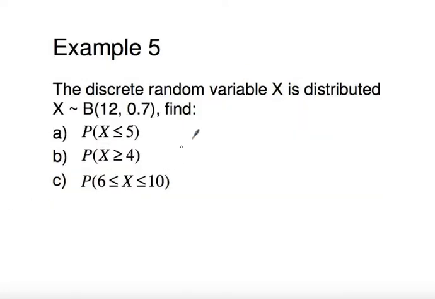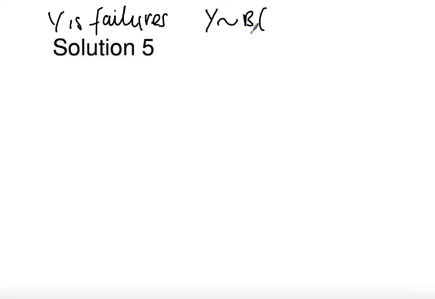Okay, so let's have a look at this. We've got the discrete random variable x distributed such that we've got a number of trials 12 and a probability of success 0.7. And I want to find these different probabilities. Now, because the probability is greater than 0.5, I'm going to redefine a distribution. If x is the number of successes, I'm going to say y is the number of failures. So y is distributed binomially. The number of trials remains the same, it's 12, but the probability of a failure is 0.3.